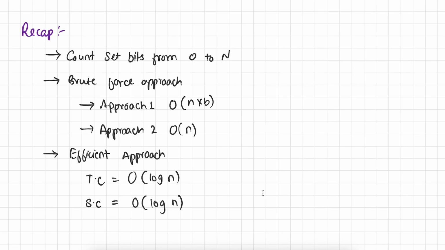And the next approach we saw is the efficient approach. In the efficient approach, we simply break the entire problem into smaller subproblems and we use recursion to solve this problem. So the time complexity of this efficient solution comes out to be big O of log of n, and the space complexity comes out to be big O of log of n. In the next video, we are going to solve this problem in a more efficient way, where the space complexity is theta of 1, meaning constant space. So please watch that video also.